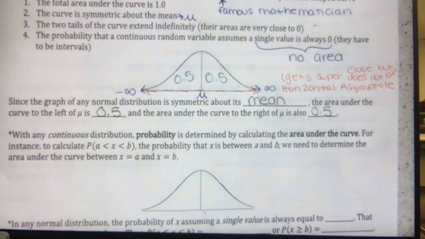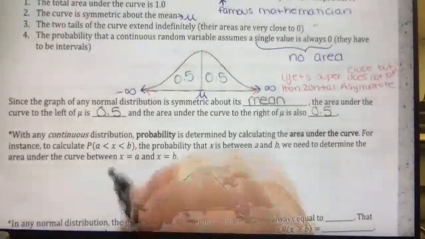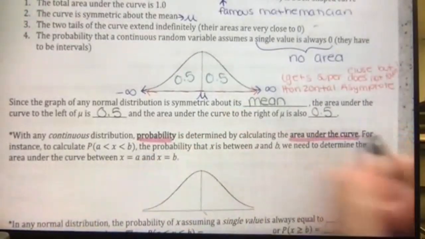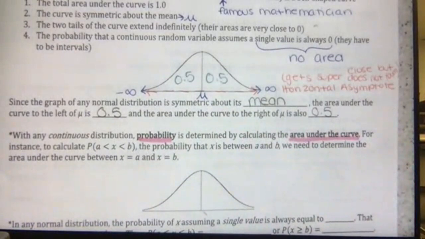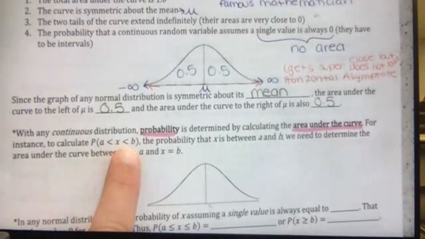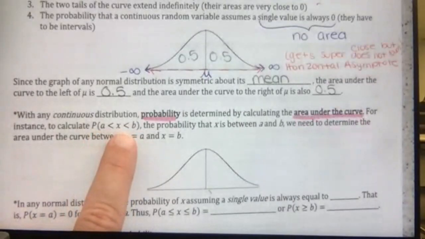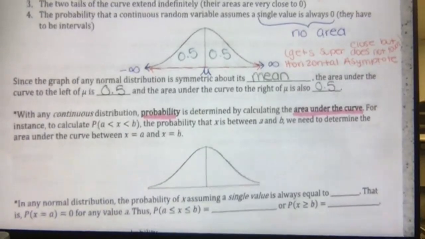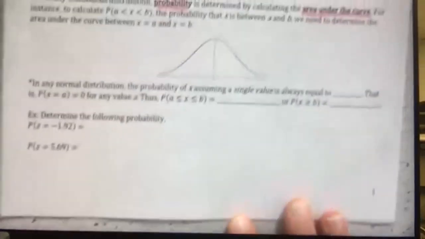So with any continuous distribution, probability is determined by calculating the area under the curve. Notice I bolded it, but this is something that I might even highlight too because it's so important. Probability is always the area under the curve. So for instance, if we calculate the probability that A is less than X is less than B, so the probability that X is between A and B, we need to determine the area under the curve between A and B. Let's visualize it. Let's draw this on this picture to help us.